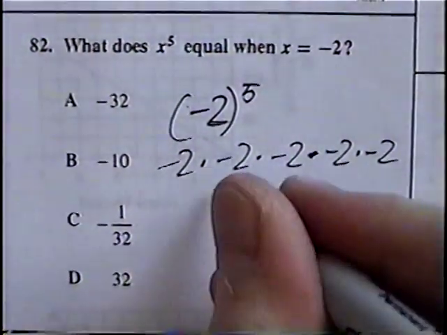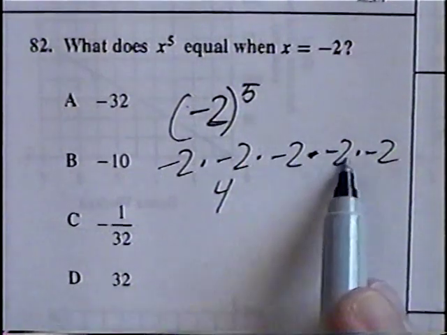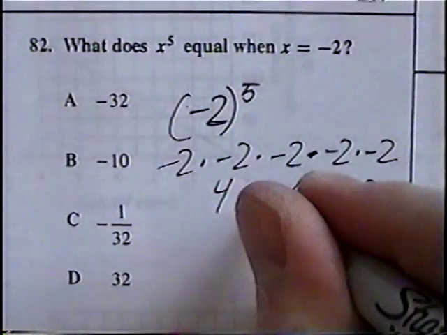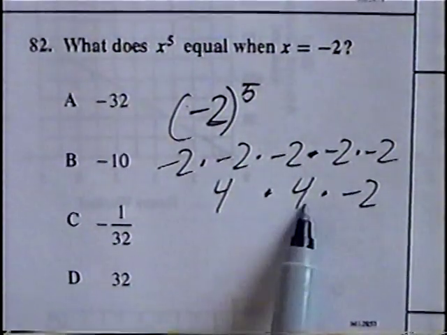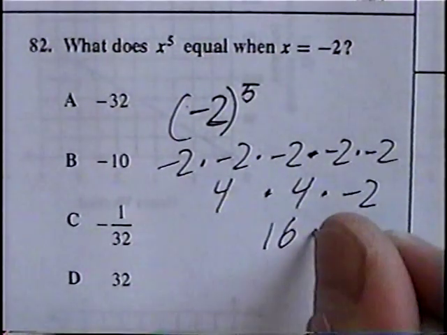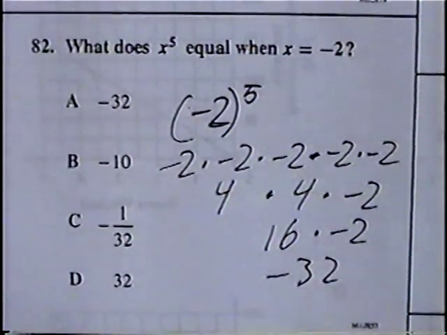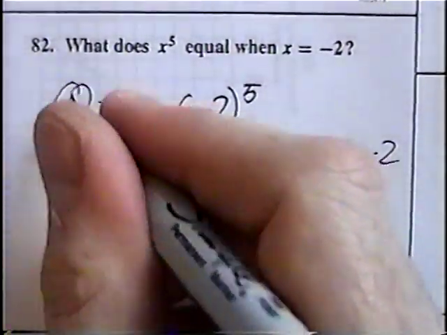-2 times -2 would be +4. -2 times -2 would be +4. And we have an extra -2 left. 4 times 4 would be 16. And 16 times -2 would be -32. Correct answer would be A.